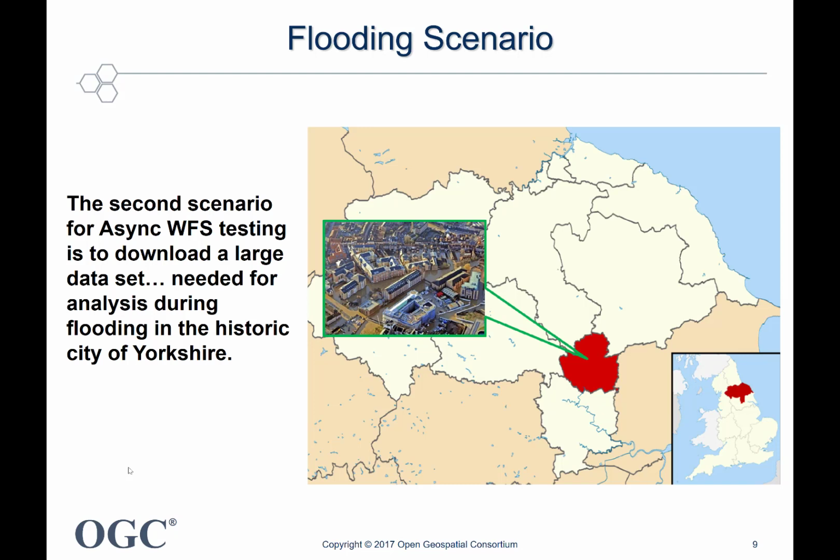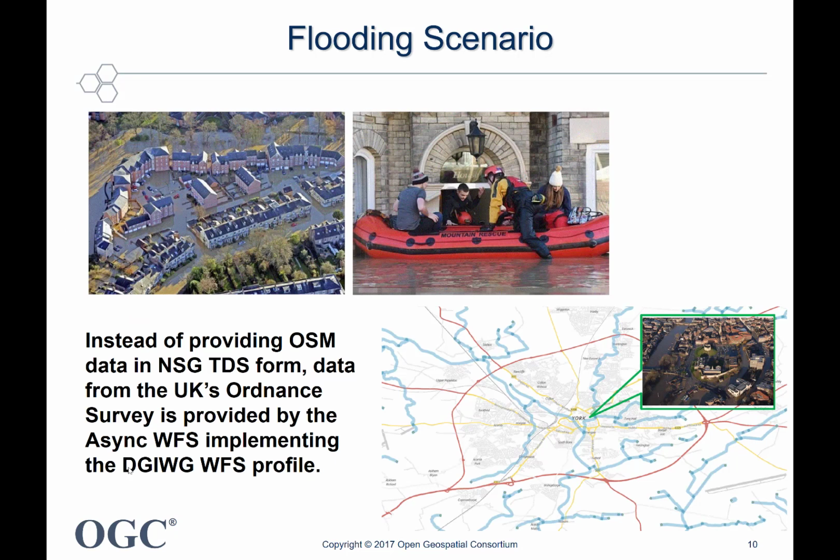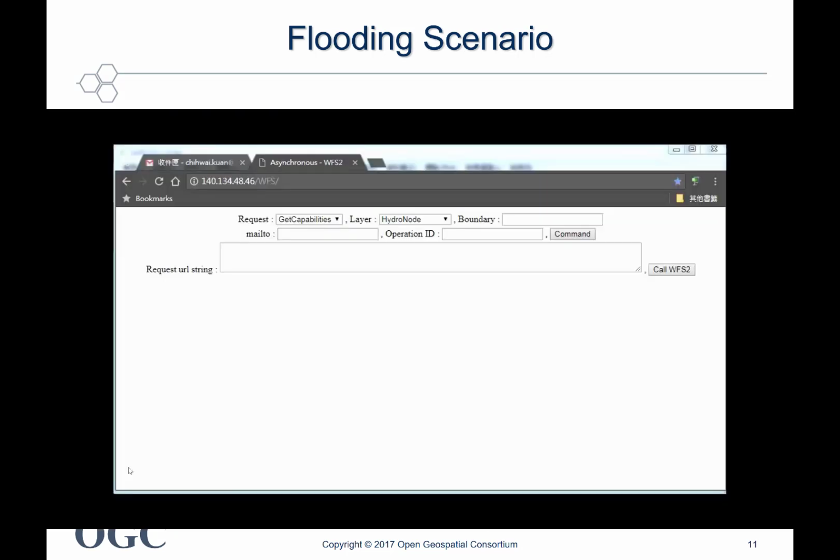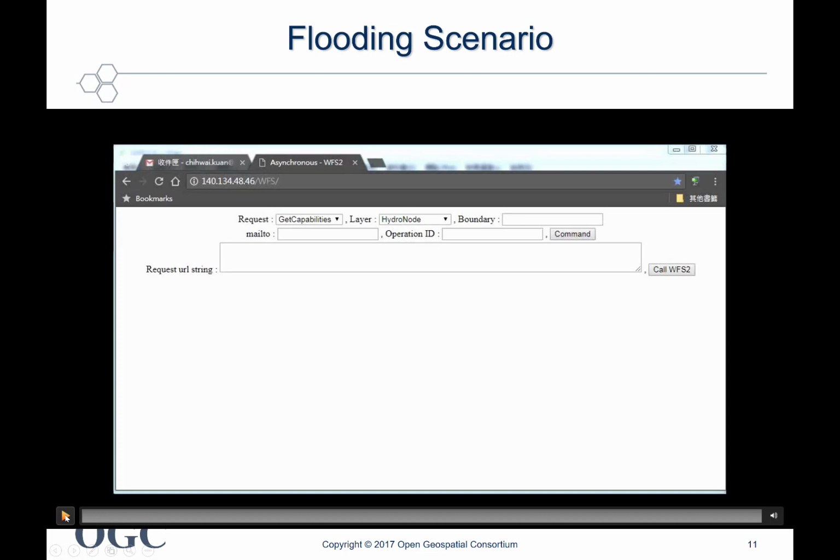In this case, we're over the city of Yorkshire in the UK. We're going to use an async WFS to request data that's in the UK Ordnance Survey's format, implementing the DigiWig profile. Let's take a look at some of the operations on the async WFS.